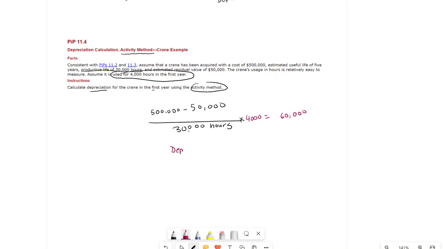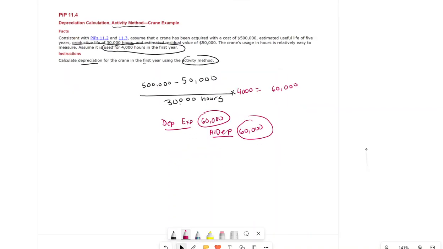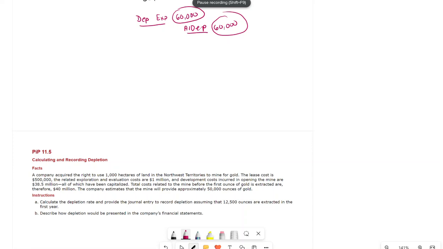Again, the accounts do not change. The debit will be depreciation expense, and the credit will be accumulated depreciation, for 60,000. Depending on the method, your debit account and credit account don't change. The only thing that changes from one method to another is the amount of the depreciation.